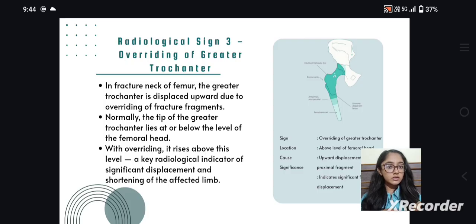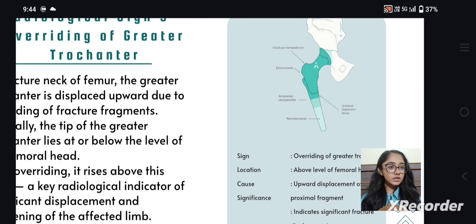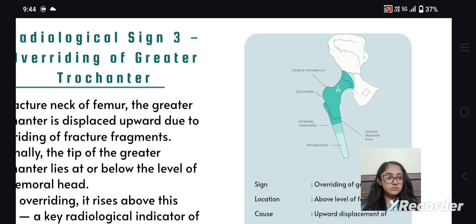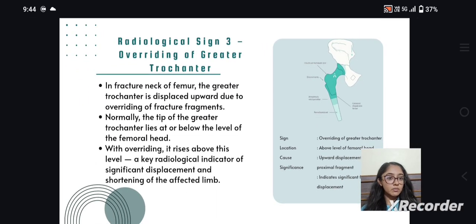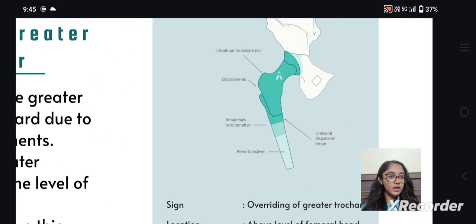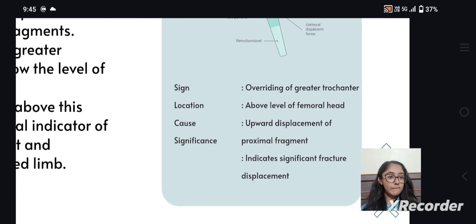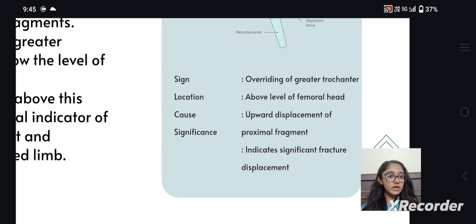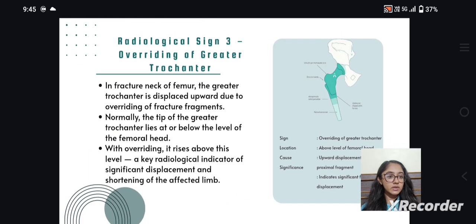In fracture neck of femur, the greater trochanter is displaced upward due to overriding of fracture fragments. Normally, the tip of the greater trochanter lies below the level of the femoral head, as we can see here also. With overriding, it rises above that level. So it is a key radiological indicator of significant displacement and shortening of the affected limb. It will indicate significant fracture displacement.